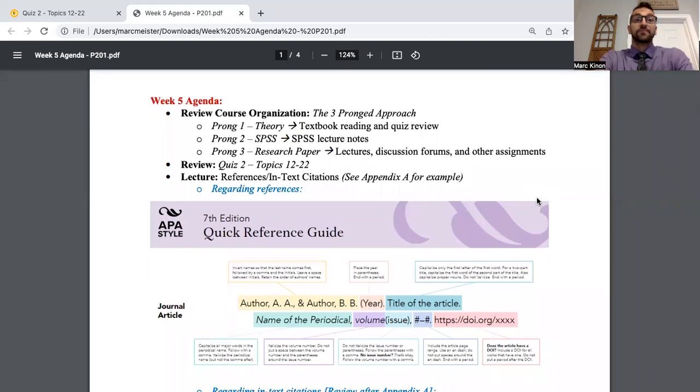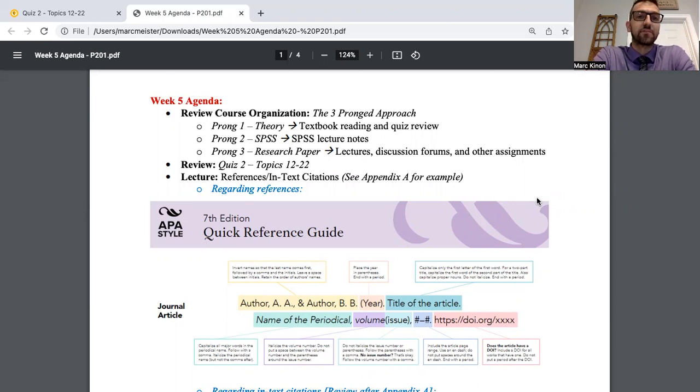Okay, cool. So as always, I want to start off by talking about the three-pronged approach to teaching research methods that I've developed. Prong 1 is teaching you about theory. And this mainly comes from you reading the textbook, taking the quizzes, and us reviewing the quizzes.